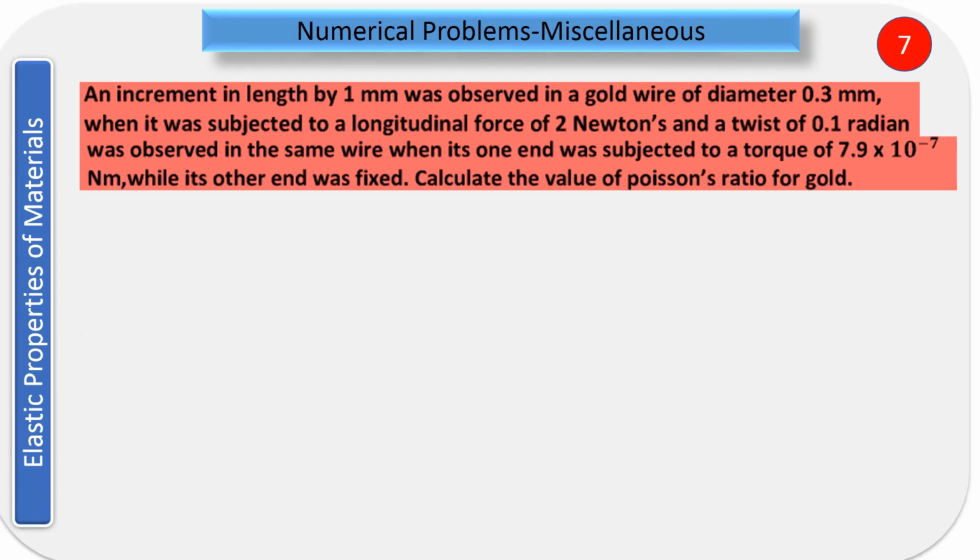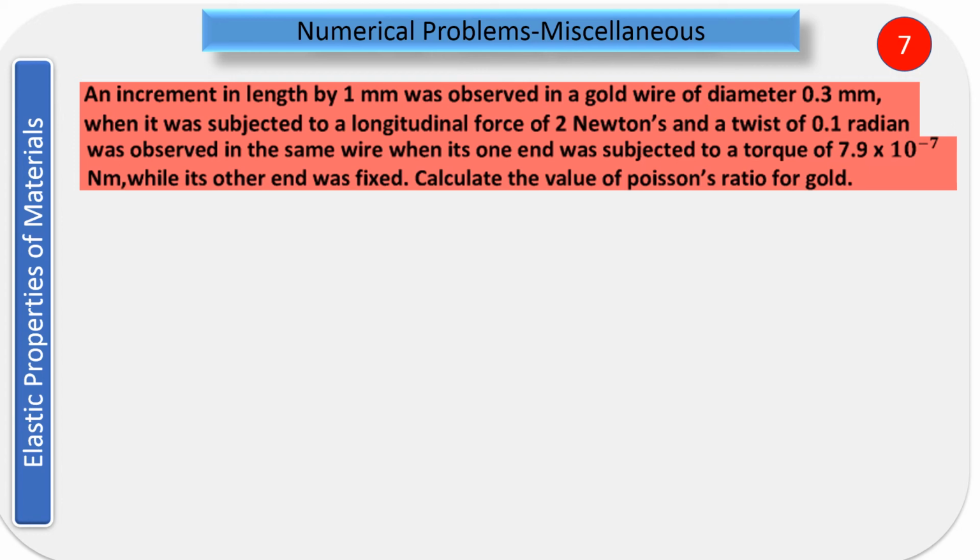Now this is probably your last problem, and this is your miscellaneous problem where you have used all the moduli along with the Poisson's ratio. So let us see what this problem says. An increment in the length of 1 millimeter was observed in a gold wire of diameter 0.3 millimeter when it is subjected to a longitudinal force of 2 newtons and a twist of 1 radian.